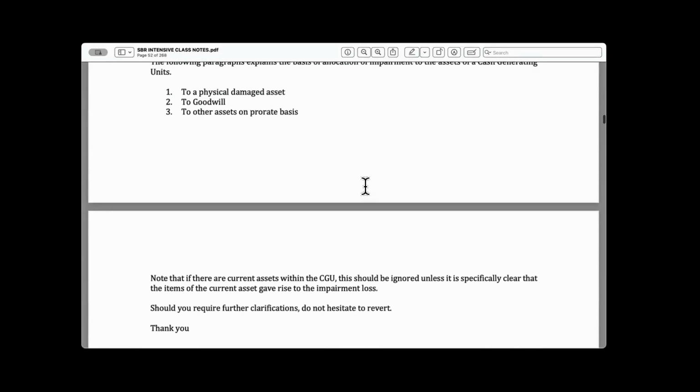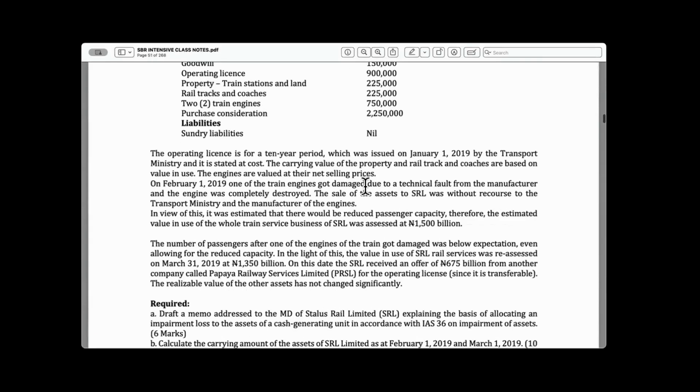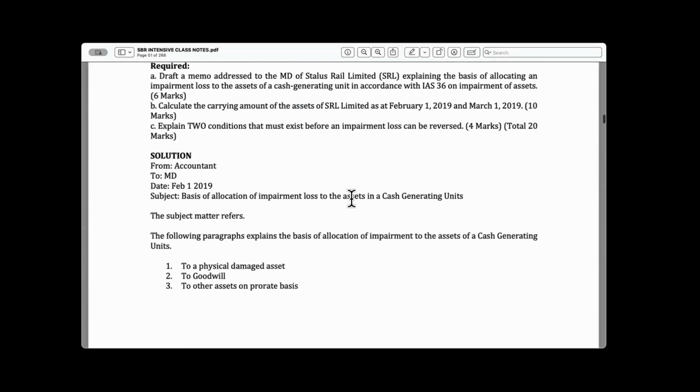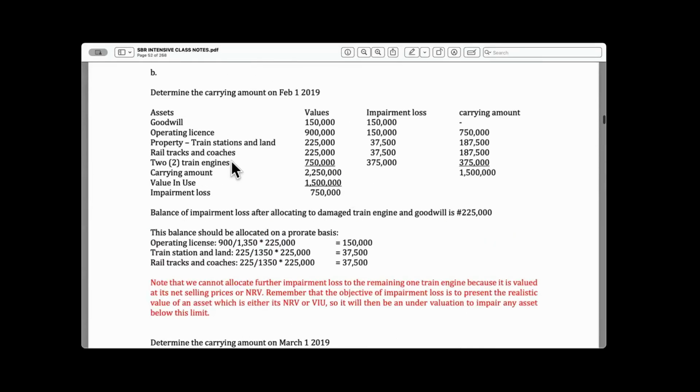I was told in the question that the train engine was one of them, not the two. One of the train engines was completely destroyed. Since this 750 represents the value of two train engines, and only one was destroyed, I will need to allocate just half of it, which is 375, to the train engine.